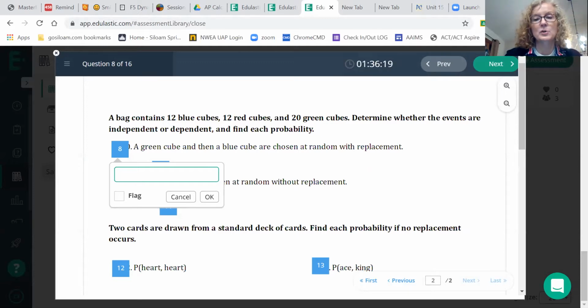Now I'm going to go to my whiteboard. Now remember, we had 44 cubes. Now well, snap, you know what I did? I forgot to write down a green and then a blue, but we had 12 blue and 12 red and 20 green. Yeah, I forgot to write down how many we had.